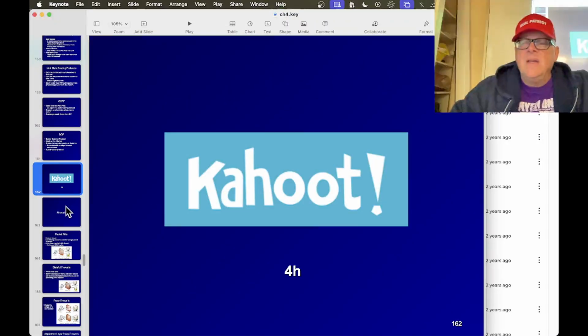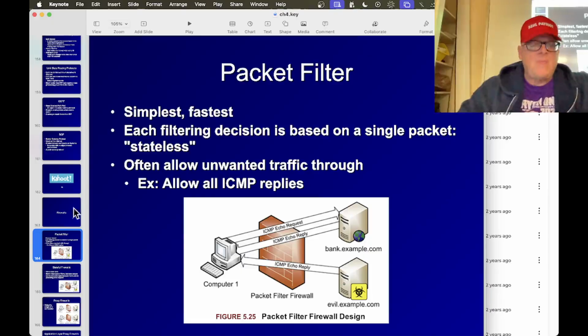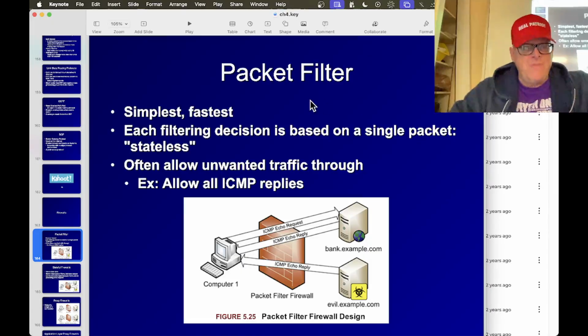So, all right, we're still okay. All right, and then they got firewalls. The earliest firewalls were just packet filters. They're stateless, so they would look at traffic and decide if it was on a forbidden port. It would often allow unwanted traffic through.